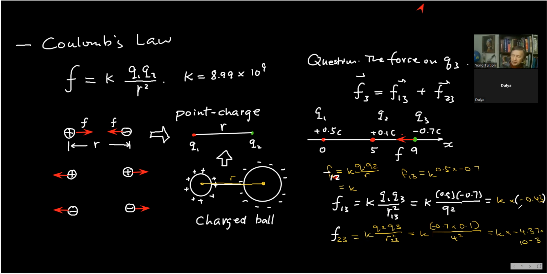Probably so does this one. Did you divide by 9 squared? Are you sure? Not yet. It's negative 4.3 times 2 times 10 to the negative 3.